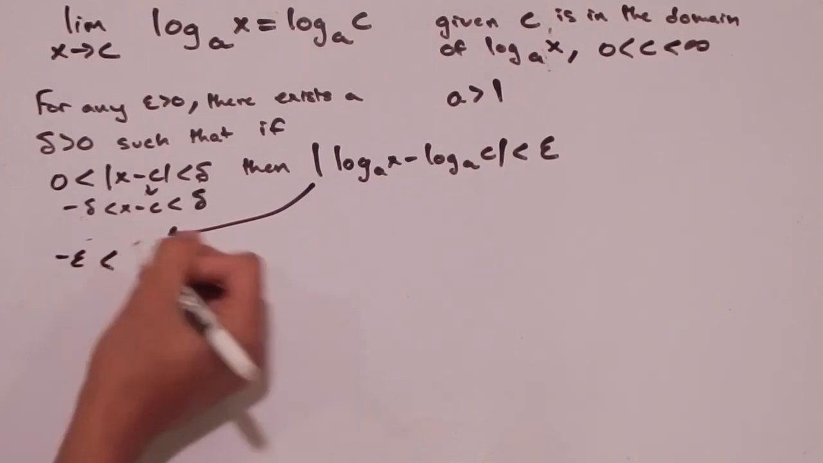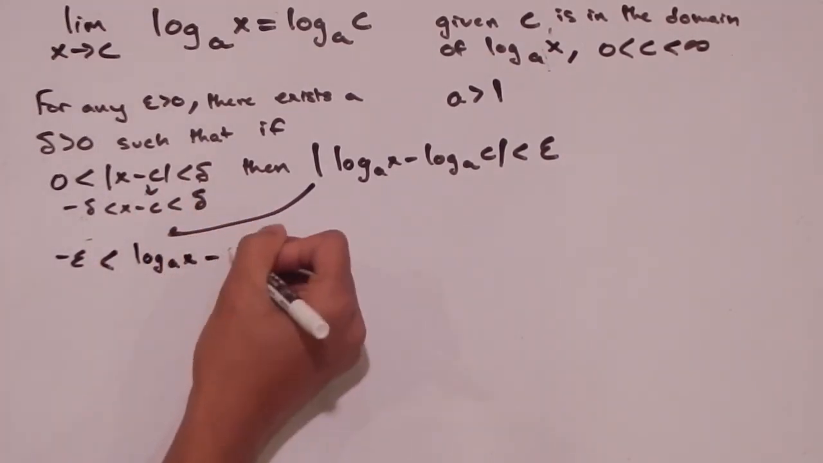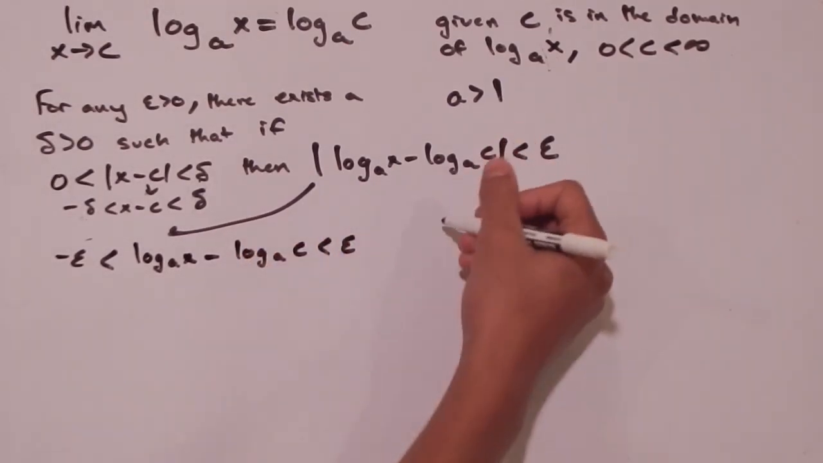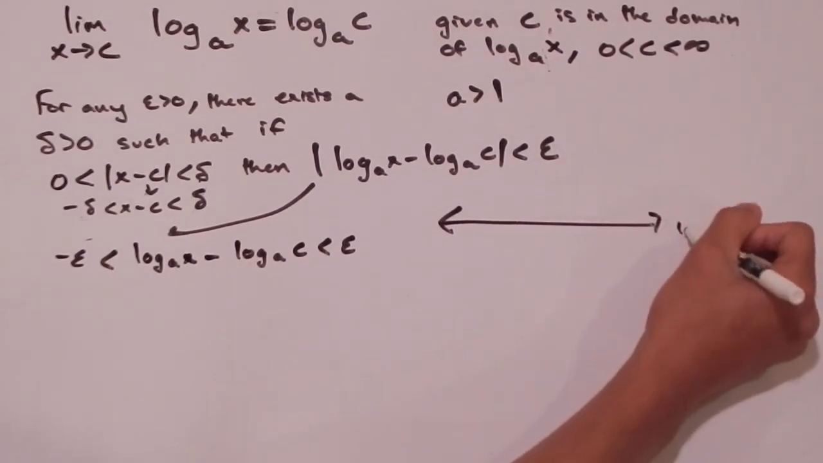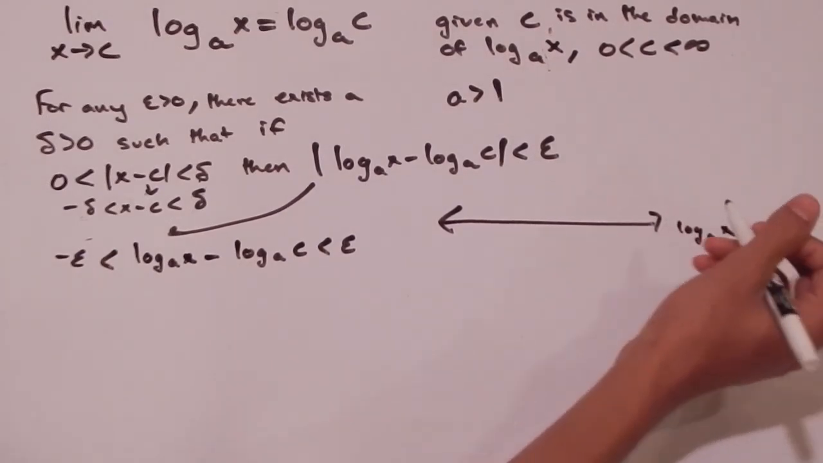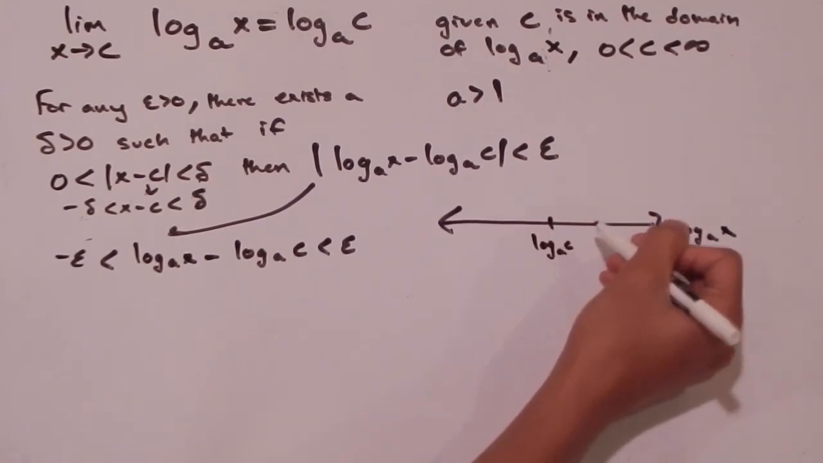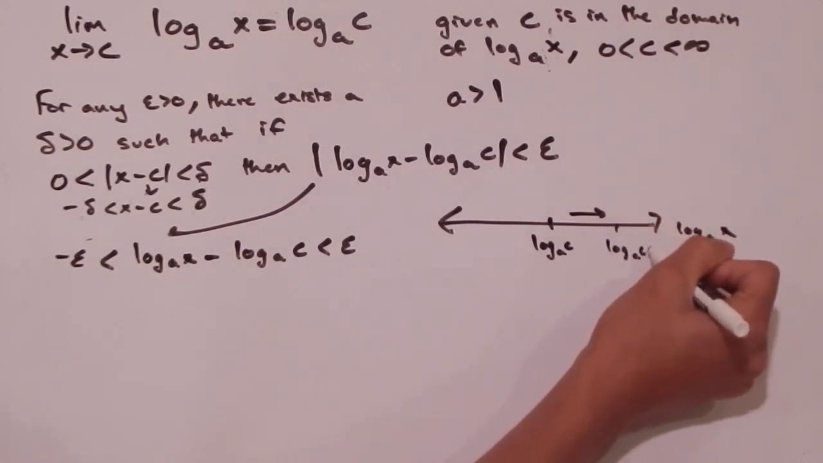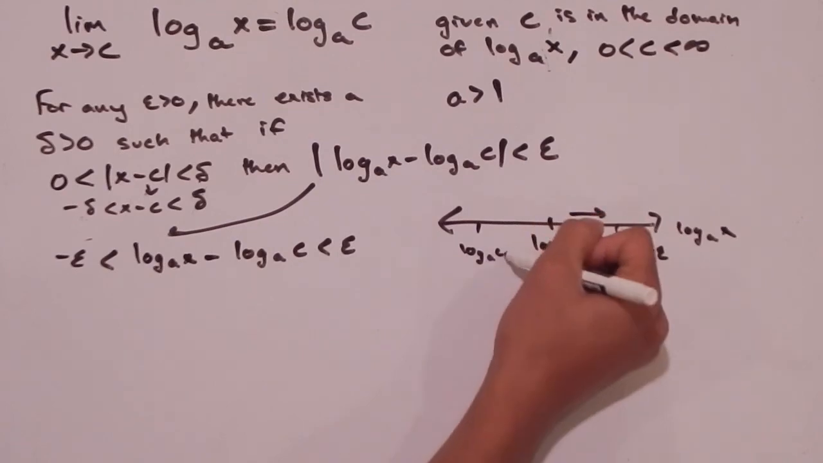And this inequality right here can be written as negative epsilon is going to be less than log base a of x minus log base a of c, less than epsilon. And again, this is just if we had our log base a of x values on a number line. If we had log base a of c, we're going log base a of c plus epsilon and log base a of c minus epsilon.